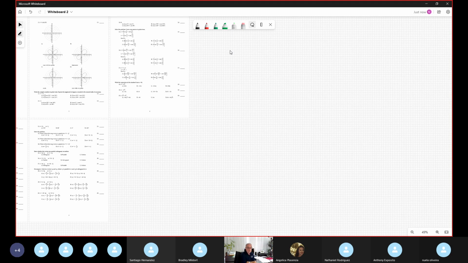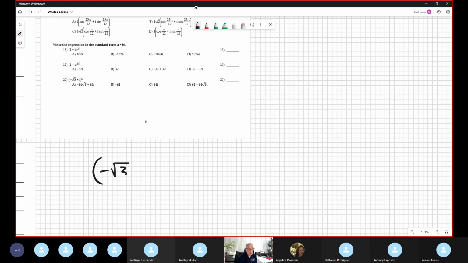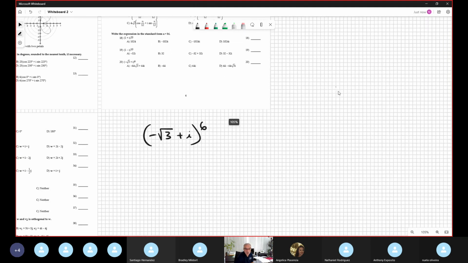Okay, let's move into the next problem, which is number 20: parenthesis negative radical 3 plus i, raised to the 6th power. Step number one is conversion, from the rectangular form of the complex number to polar. But first of all, do the sketch to understand the position.